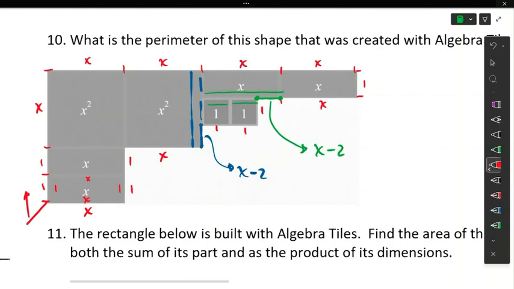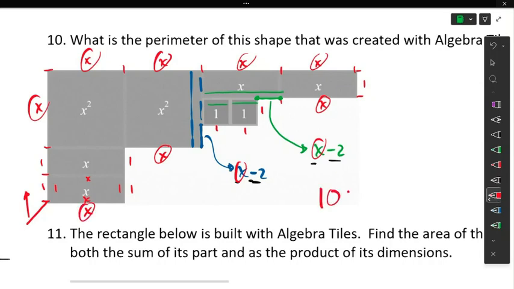Now I just got to put them together. So I do see that there's two minus 2s here, and then these are X's, and they're positive. So if I just go through and count all my positive X's, I think that's not a bad strategy. I'm just going to circle the ones in red that I've counted. So I've got 1, 2, 3, 4, 5, 6, 7, 8, 9, 10 x's. So I think part of my perimeter is 10 x's.